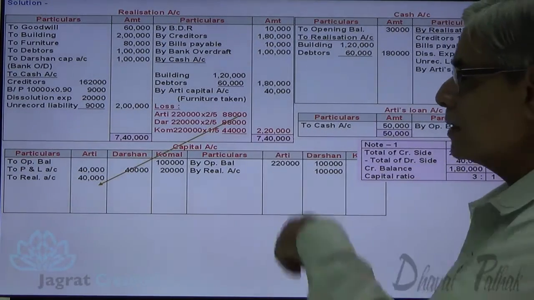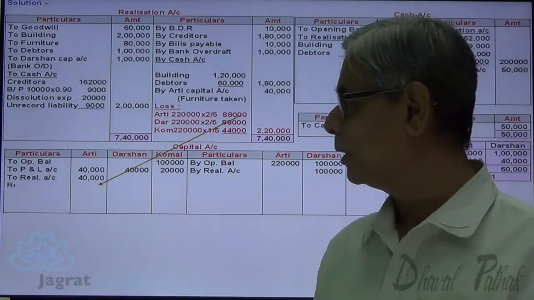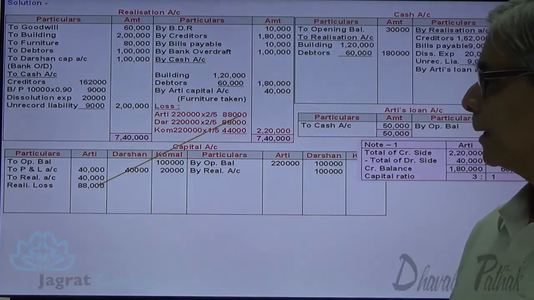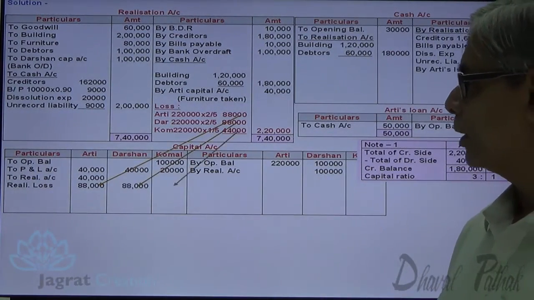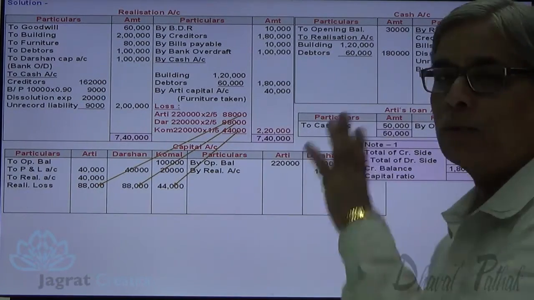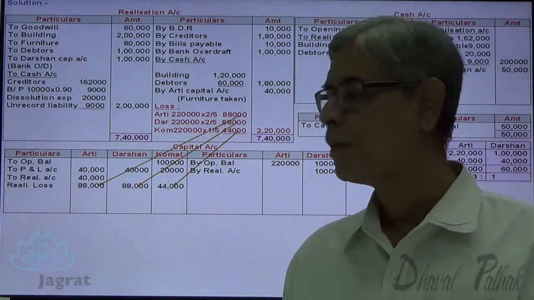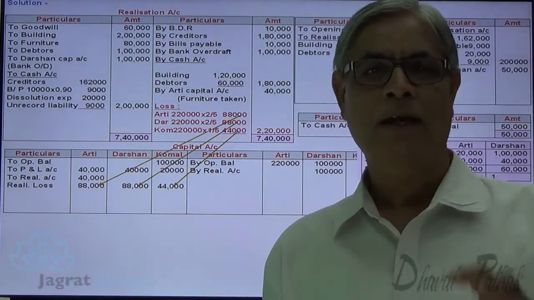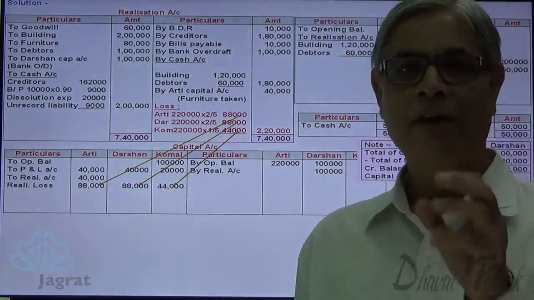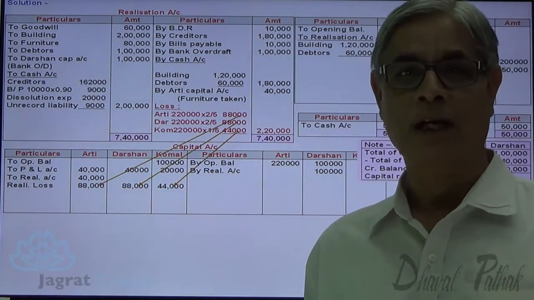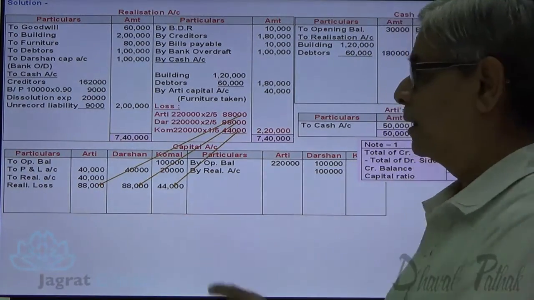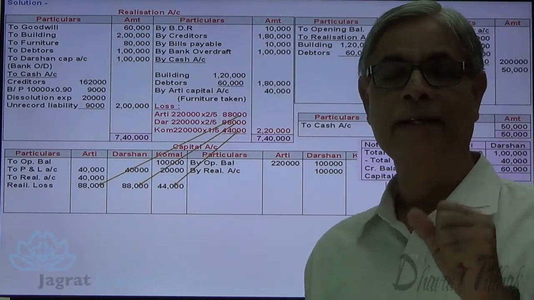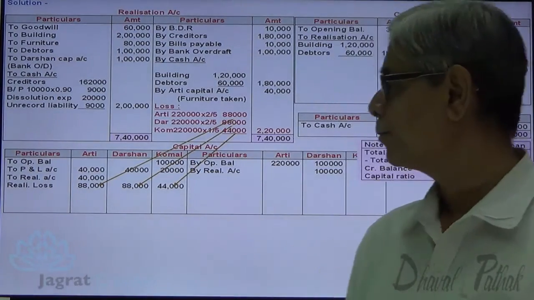Now, this loss is to be debited to partners' capital accounts. Aarti's capital account debit, Darshan's capital account debit, Komal's capital account debit, to realization account credit 20,000. This is how realization loss is distributed. As I told you, when we are required to apply the decision of Garner versus Murray, the realization loss has to be brought in cash by the solvent partners.